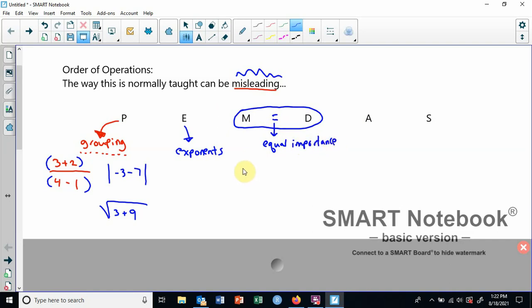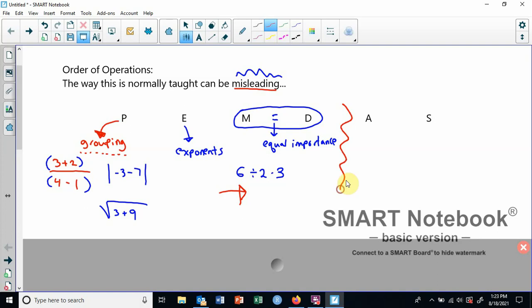So, for instance, if I have 6 divided by 2 times 3, the first operation I'm going to do is not multiply, it's division. Division and multiplication are of the same level of power, so you do them as you get to them from left to right. So I would actually divide first, then multiply.